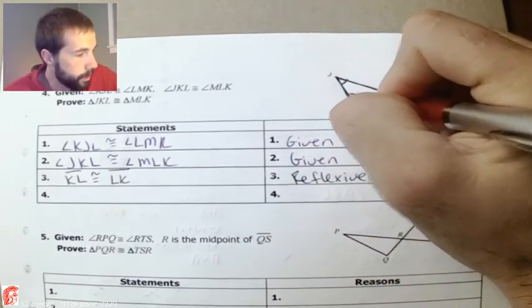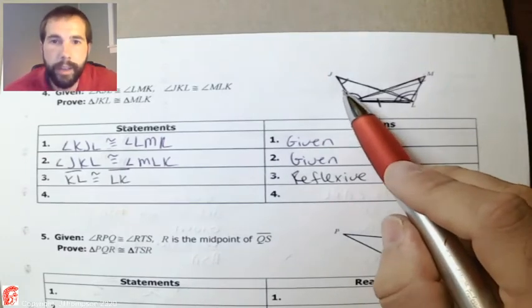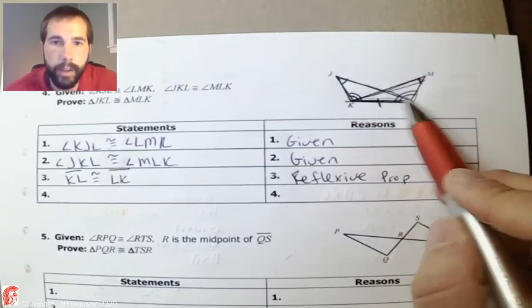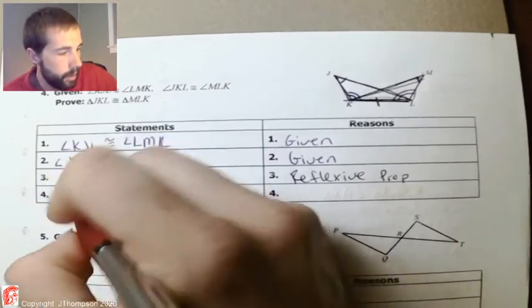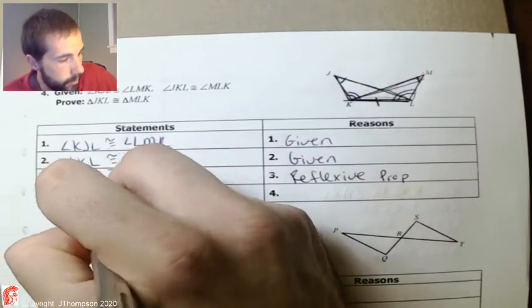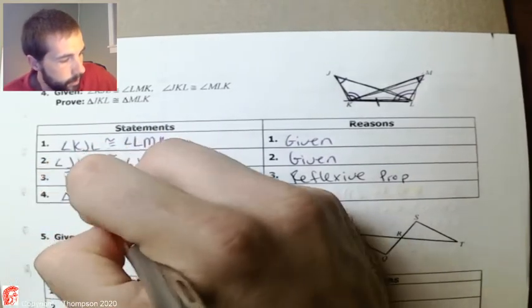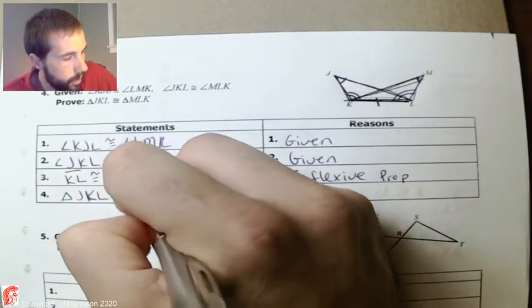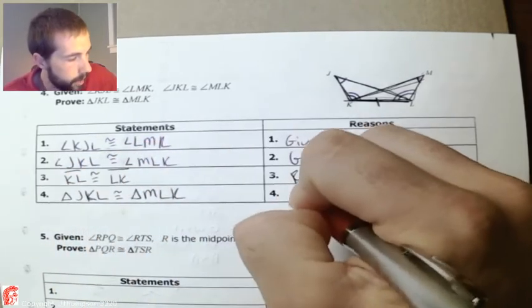So we'll add in our tick mark. So now we have angle, angle, side, congruent to angle, angle, side. So our last statement, triangle JKL is congruent to triangle MLK by angle, angle, side.